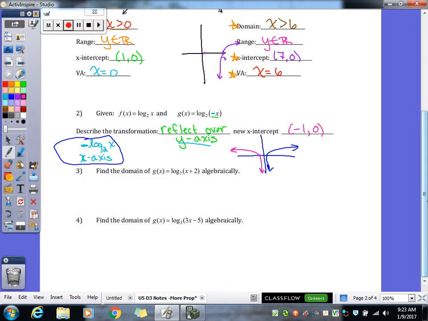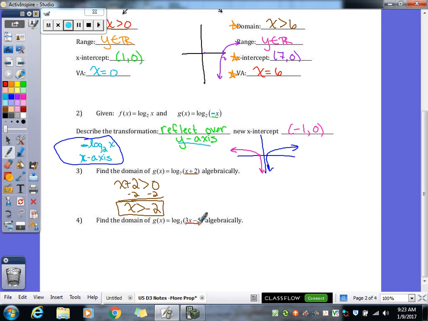So here, 3 and 4, they want us to find our domain algebraically. To find it algebraically, whatever's in these parentheses here, you want to set it to be greater than 0, because our original parent domain was that x is greater than 0, when this is normally just an x here. But now you have x plus 2, so you take that whole thing, set it to be greater than 0, then subtract our 2. So our new domain would be that x is greater than negative 2.